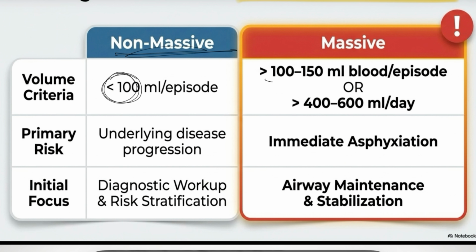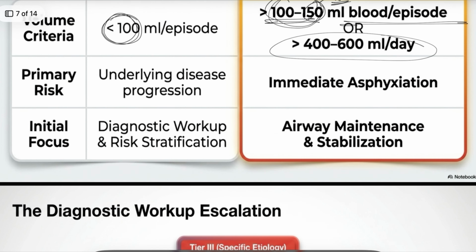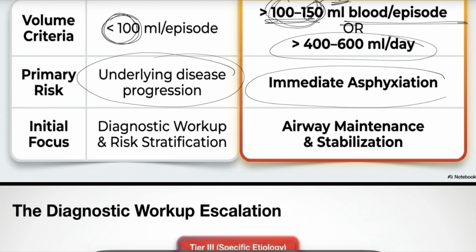But if it is going above 100 to 150, because anatomical dead space is 150, if it goes above, it will be causing an effect to the physiological part. So blood per episode, or it may be more than 600 ml per day. Primary risk is underlying disease progression, whereas there will be immediate asphyxiation, as you know, this is the most common cause of death in hemoptysis.